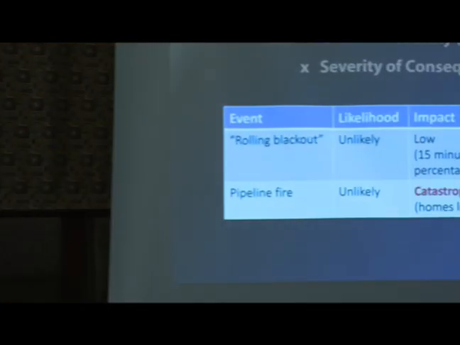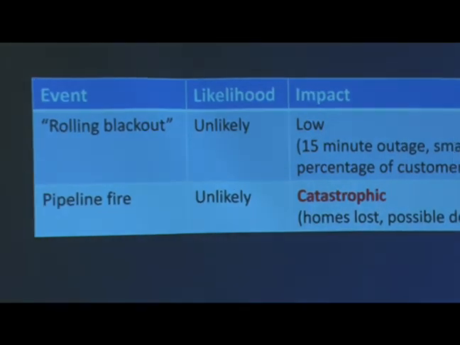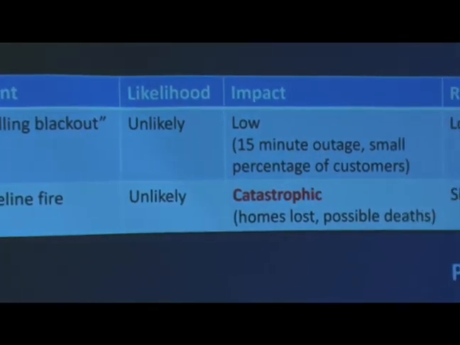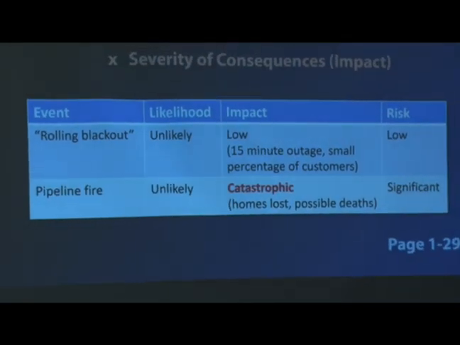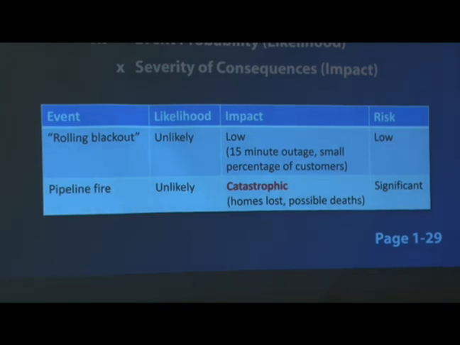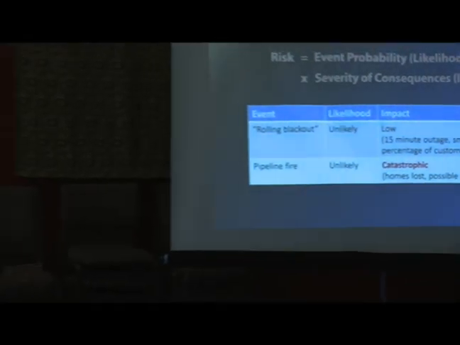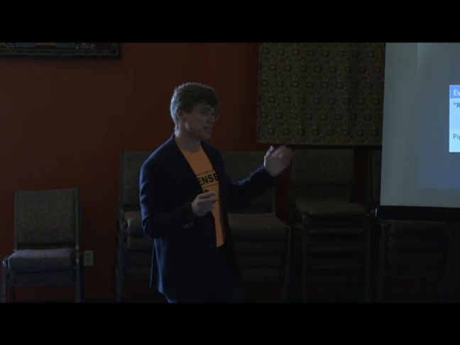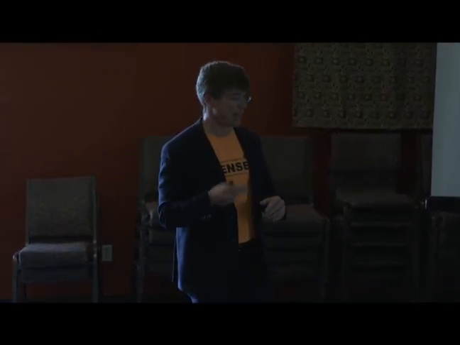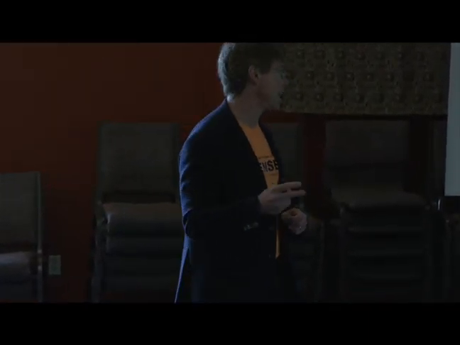So anyway, you multiply those two together, the likelihood and the impact, and we say the risk is low of a rolling blackout. A pipeline fire, okay, we can all agree it's unlikely. You have to assume some things happen to get a pipeline fire. But we have seen two of these in the past 20 years, one in Bellingham and one in Renton. So they do happen. PSE's scenario has never happened. At least we've got a couple of data points that this can happen.